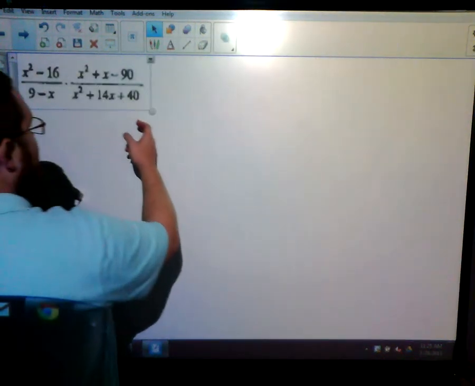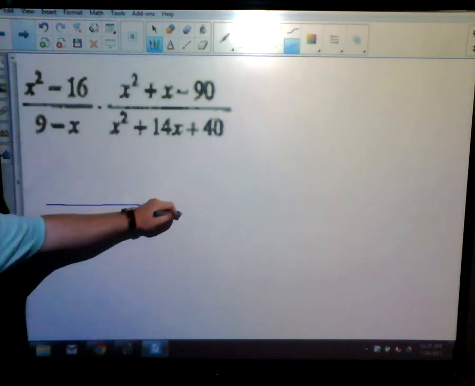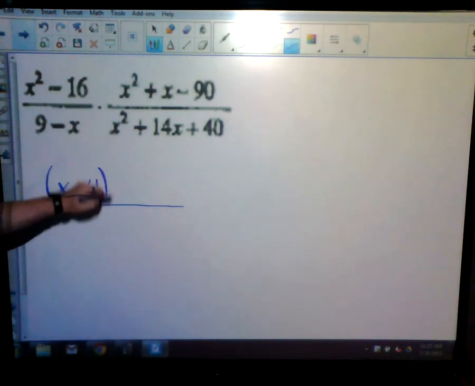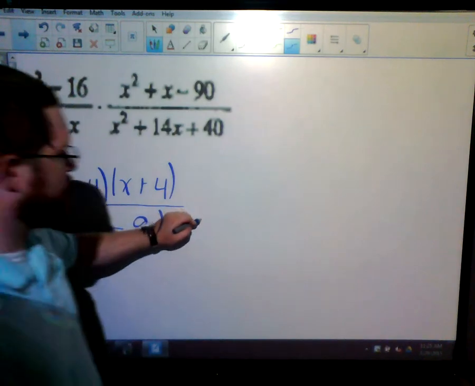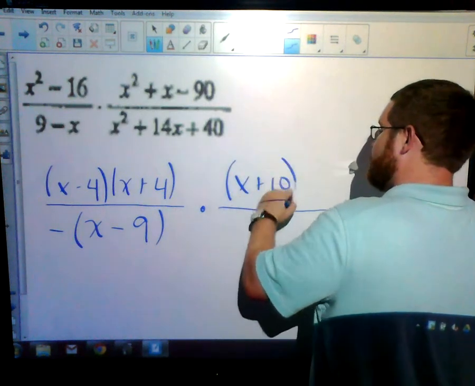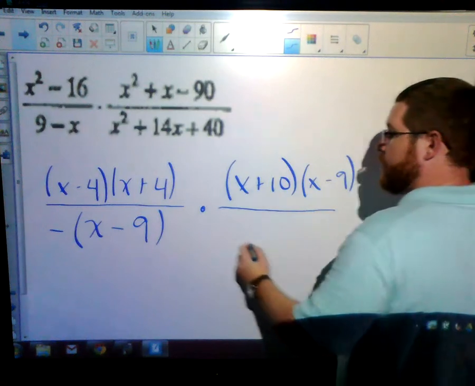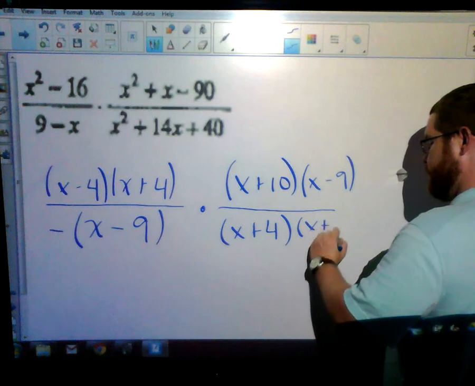So let's take a look at this problem. Let's factor it completely. X squared minus 16, that's x minus 4, x plus 4. 9 minus x. This is a tricky one. I'm going to pull a negative 1 out of 9 minus x. That makes the x positive and the 9 negative. Times. That's going to be x plus 10, x minus 9. And that's going to be x plus 4, x plus 10.